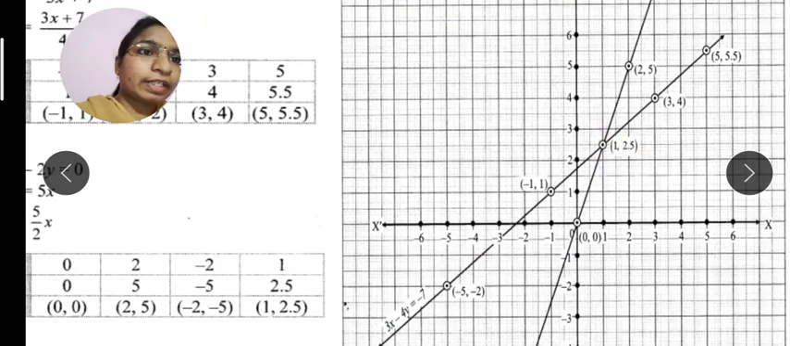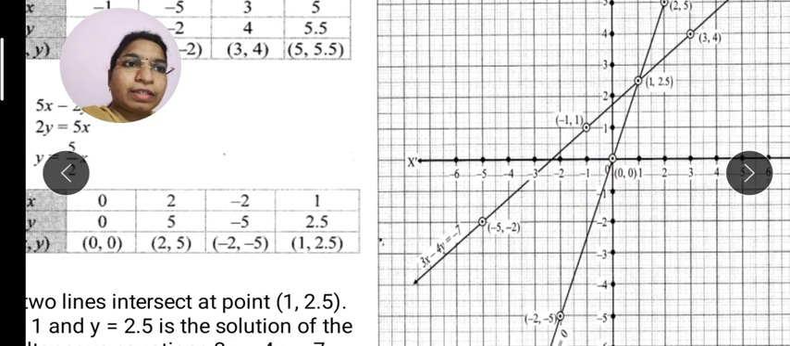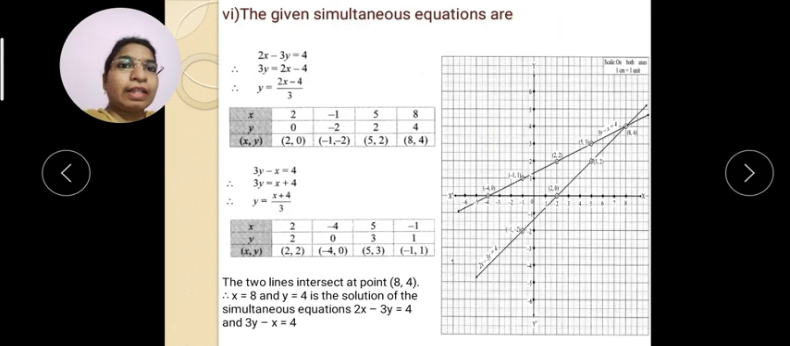The intersection point is here, minus 1 comma 2.5. It may also come in fraction form. It depends. Okay. So minus 1 comma 2.5 is the solution of the given simultaneous equation. Then the last question: 2x minus 3y is equal to 4, and 3y is equal to 2x minus 4. So y is equal to (2x minus 4) by 3.